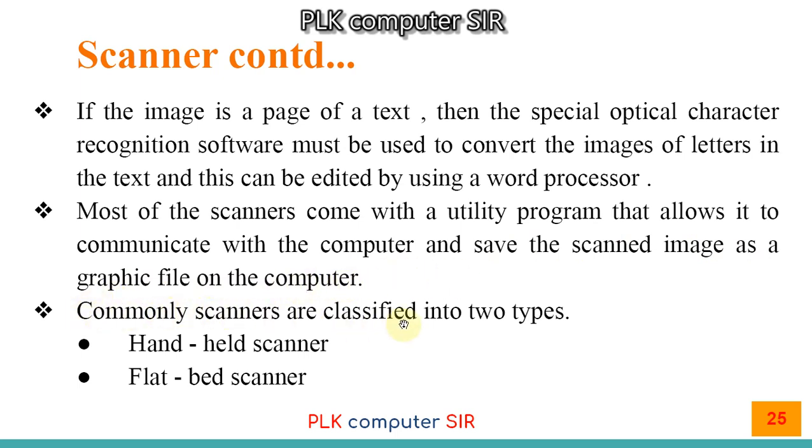Commonly scanners are classified into two types: handheld scanner and flatbed scanner. A handheld scanner we can carry in hand and scan with, like in our mobile device, and flatbed scanners especially come like in a photocopy machine. Nowadays 3-in-1 machines come with printing, photocopy and scanning. Those are examples of a flatbed scanner.